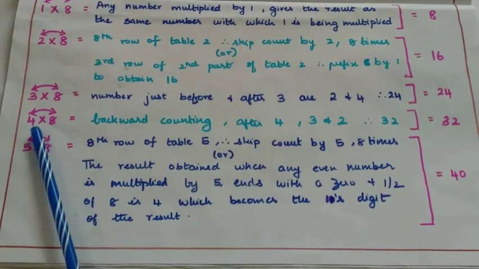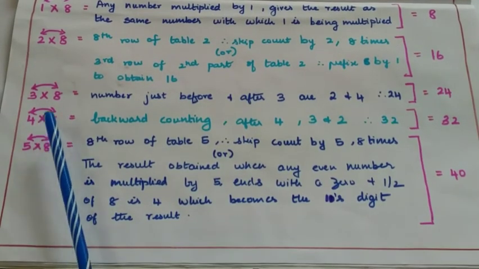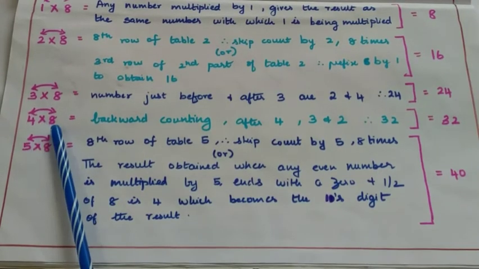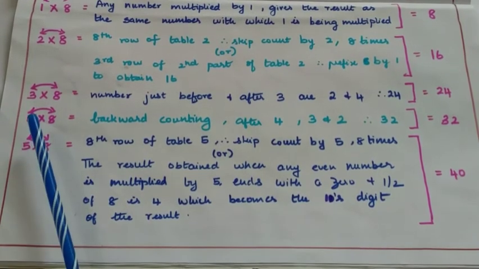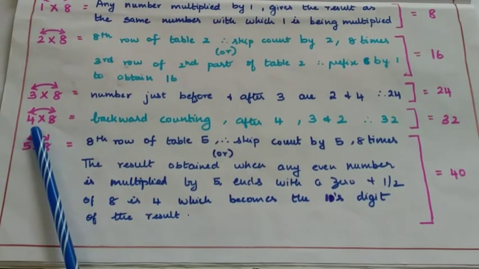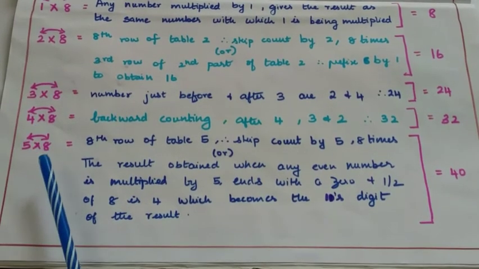Let's move to the next row where 4 is being multiplied by 8. Again, I have explained about this concept while teaching the table 4. When you see 4 being multiplied by 8 or 8 being multiplied by 4, the concept that needs to come to the mind is backward counting. So when you count backward from 4, the numbers are 3 and 2, therefore 4 into 8 or 8 into 4 is nothing but 32.